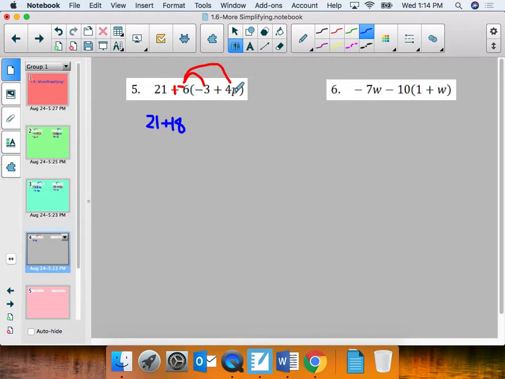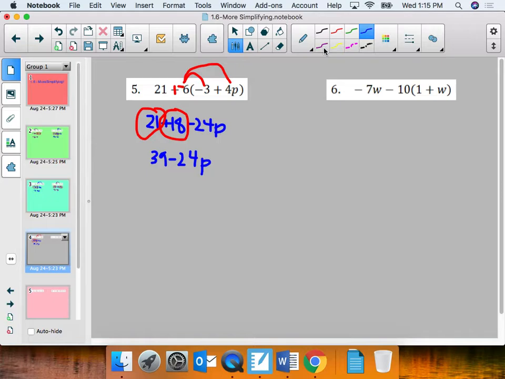And then negative 6 times positive 4p is going to give us negative 24p. So you have to be careful of those signs as you distribute. So if we look at what we have now, we notice again that we have some like terms. So positive 21 and positive 18 would be like terms. So 21 plus 18 gives us 39. So we will have 39 minus 24p, which would be your final answer.